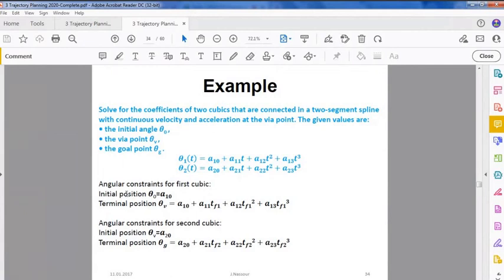Okay. Initial position. For example, this is similar to the equation without via point. So theta at time 0 is equal to K10. This is similar. Okay, theta via point, because it's not theta final, but theta via point. So this is the theta via point equation. Put back all the equation. Angular constraint for second cubic. And then this is from via point to goal. So we see here via point.